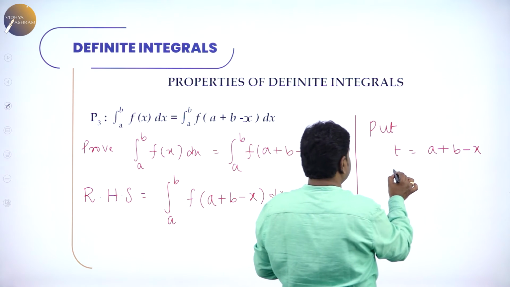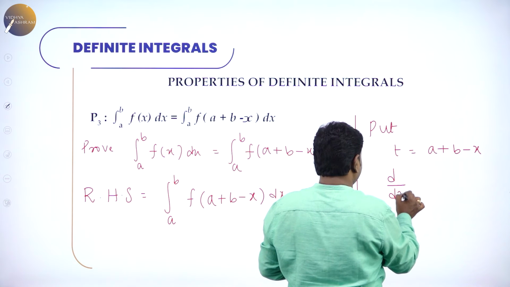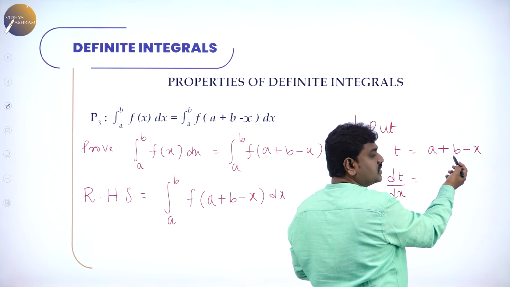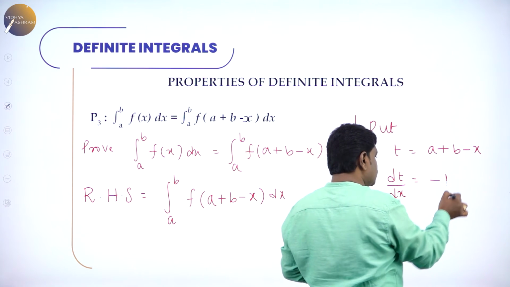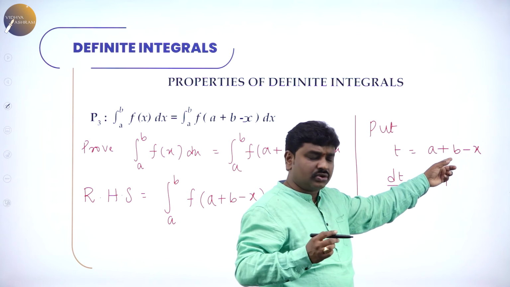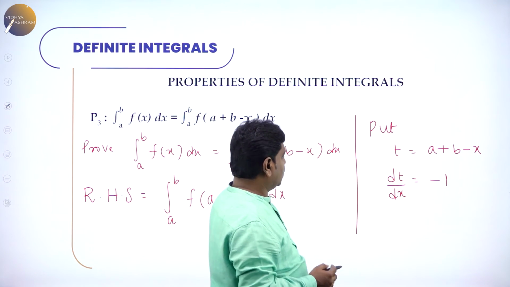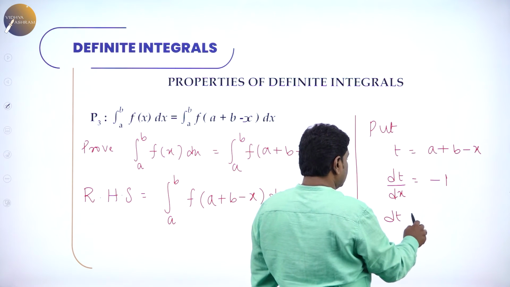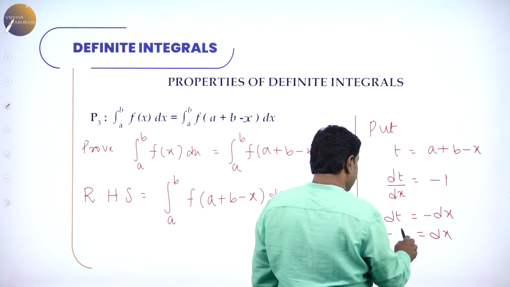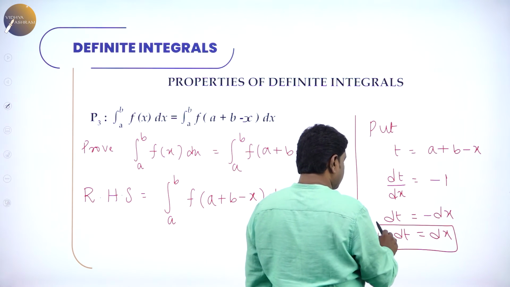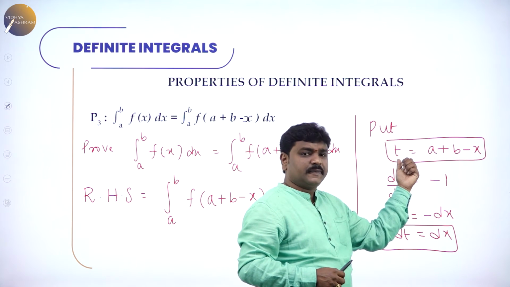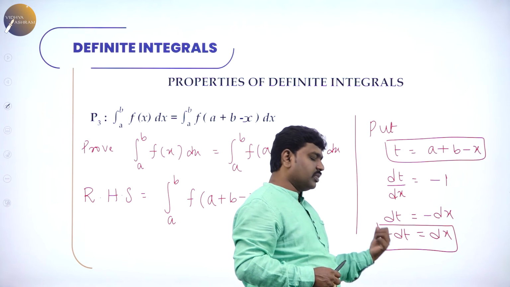Now differentiate both sides. D by dx of t is equal to, all of you know, d by dx of a is 0. D by dx of b is also 0. Minus d by dx of x is 1. Derivative of a constant is 0. Derivative of b is a constant, 0. Derivative of minus x is minus 1. And we'll get dt. What is dt? Dt becomes minus dx. Or what is dx? Dx is minus dt. So whenever you do substitution, we want dx value. So now in the place of a plus b minus x, you can put t. In the place of dx, you can put minus dt.